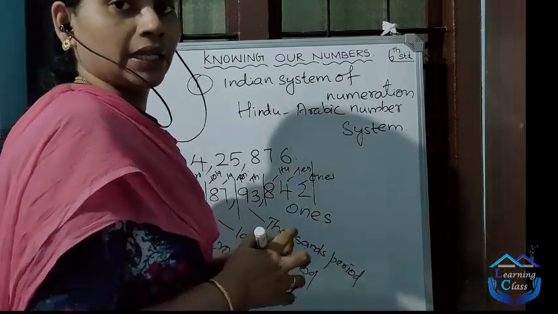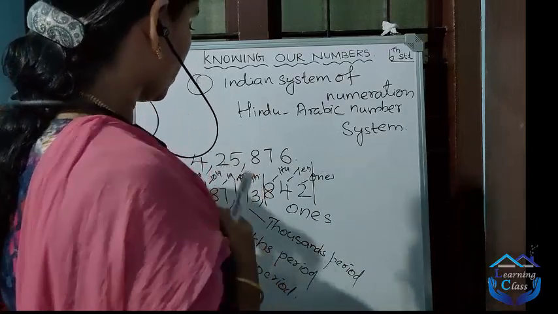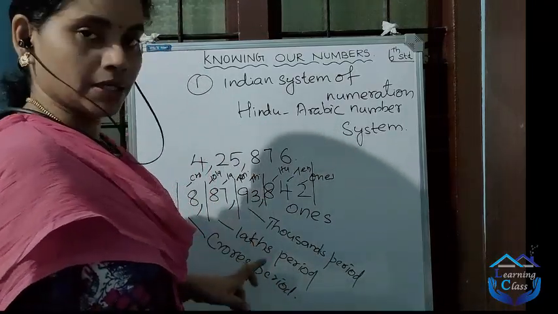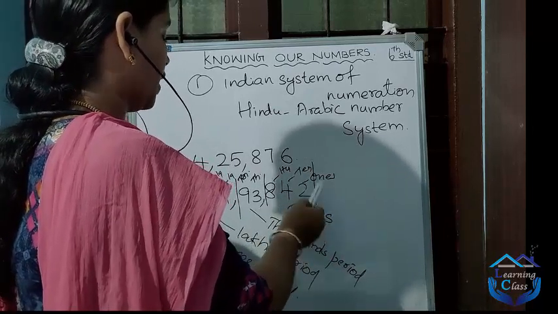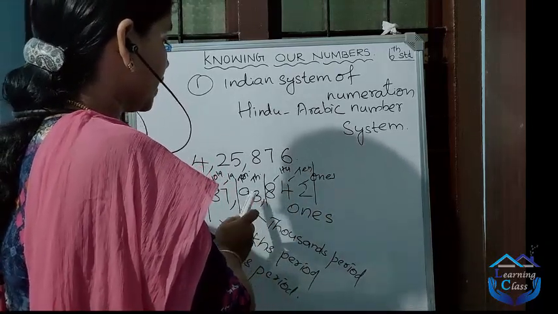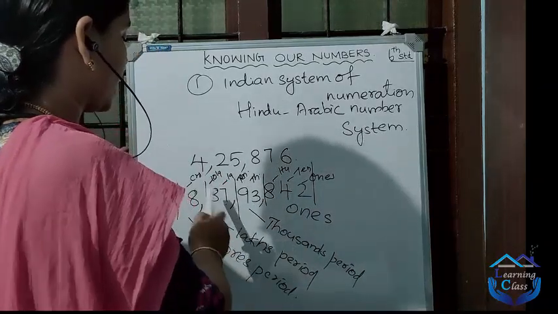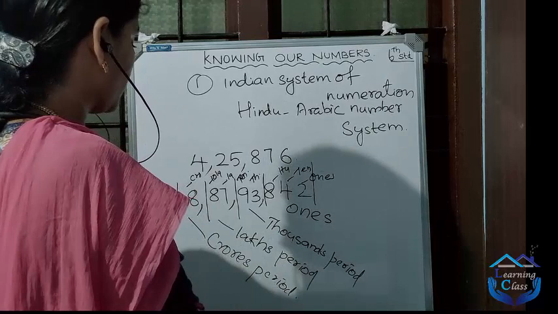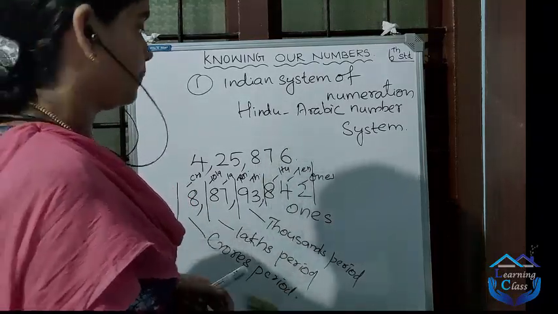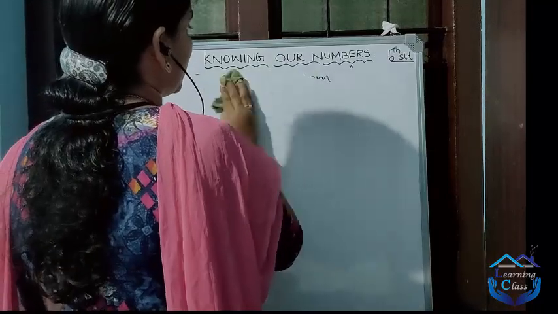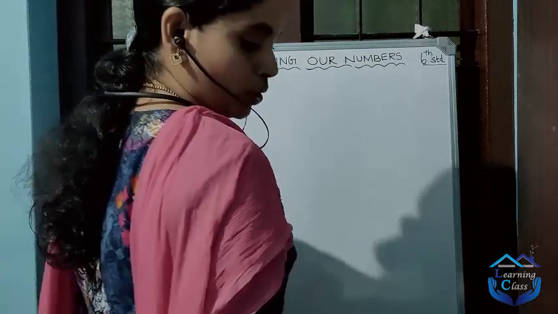Clear? In Indian system of numeration, we use commas to separate the numbers. The first 3 digits are known as ones period, and thousands and 10,000s are known as thousands period. Lakh and 10 lakh are known as lakhs period, and this is crores period. Clear?